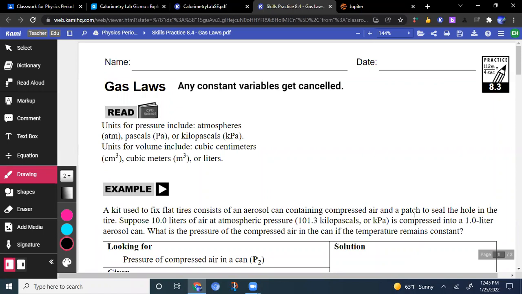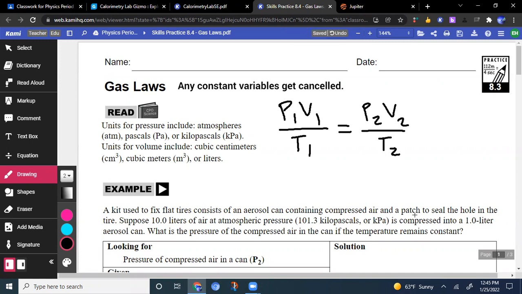Section 8.4, skills practice 8.4, gas laws. Our main equation that we're working with is P1 V1 over T1 equals P2 V2 over T2. Remember, if you see units in atmospheres, pascals, or kilopascals, those are units for pressure. If you see units of cubic centimeters, cubic meters, or liters, those are units for volume. Let's take a look at the example.